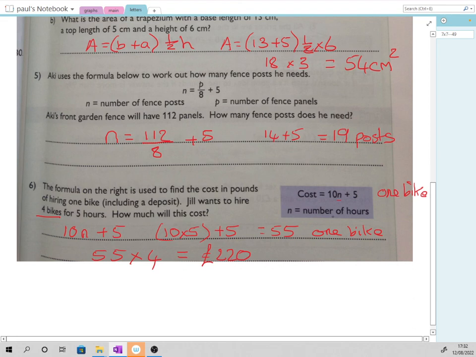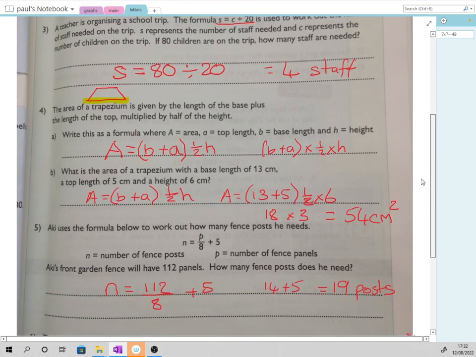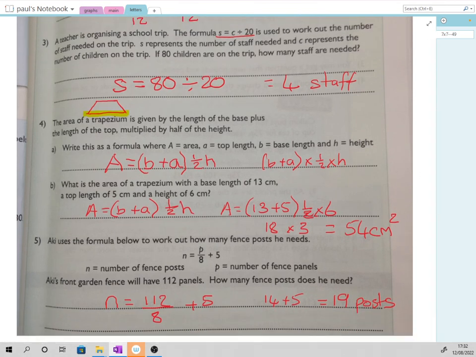Okay, so that's formulas with letters. So this is a bit tricky, this old one. So next one, something to do with money next time. That's got to be easier.